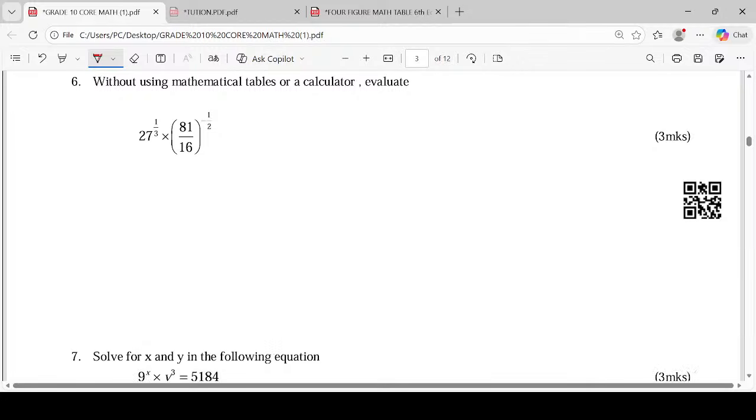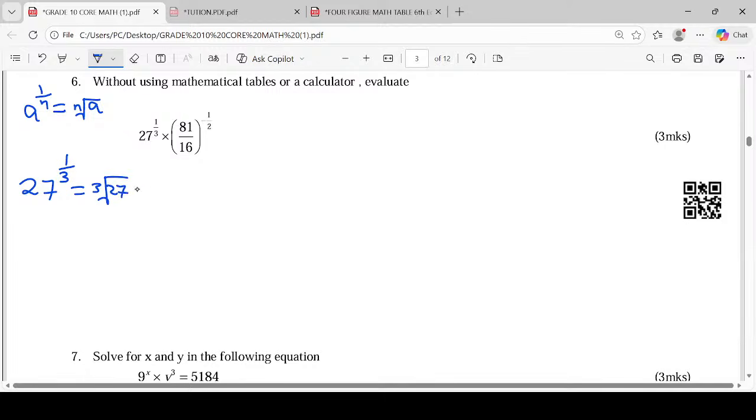Let's have a look at question number 6 of this big paper. Without using mathematical tables or a calculator, evaluate. You've been given 27 raised to power 1 over 3. One thing I want you learners to understand: if I have a number, say A, raised to power 1 over n, this is like saying getting the nth root of A. We have that law, so 27 raised to power a third is just like saying the cube root of 27.